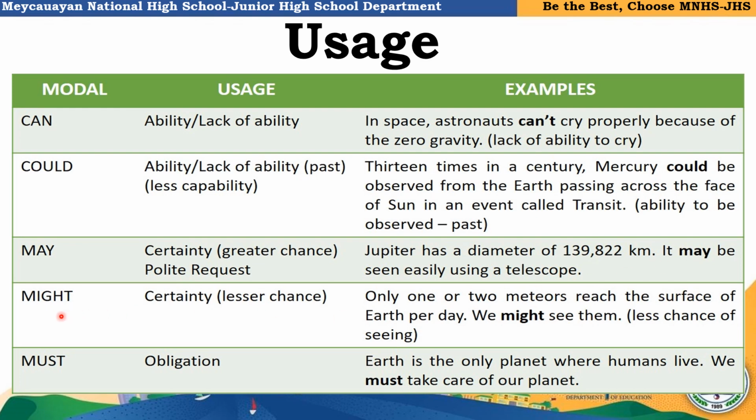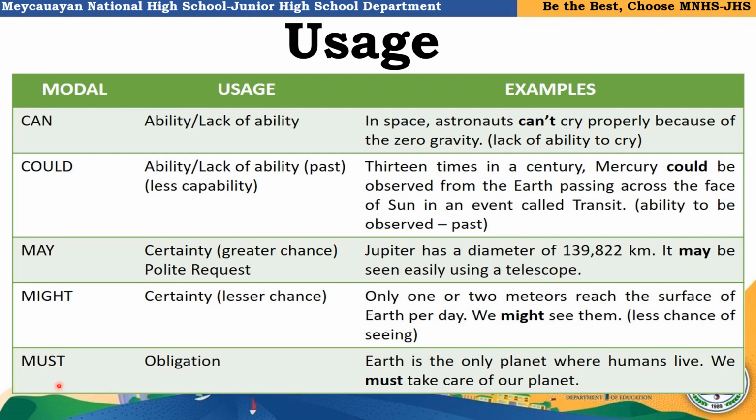The opposite of may is modal might. It also portrays certainty but in a lesser chance. I have here example. Only 1 or 2 meteors reach the surface of the Earth per day. We might see them. As you can see, we use the modal verb might, not may, because there is a lesser chance of seeing one or two meteors.